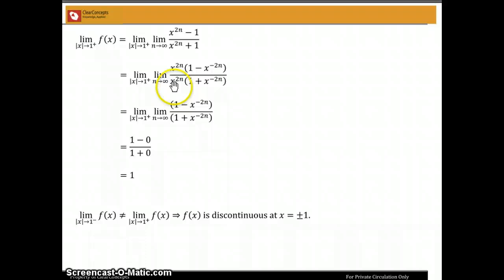Now we can cancel the x to the power 2n in the numerator and denominator to get this expression in the next step. And now we can apply the limit. We know that x to the power minus 2n is tending to 0. So that gives us 1 minus 0 divided by 1 plus 0, which is 1. And so we can see that the left hand limit is not equal to the right hand limit for both the points 1 and minus 1. And so f of x is discontinuous at both those points.